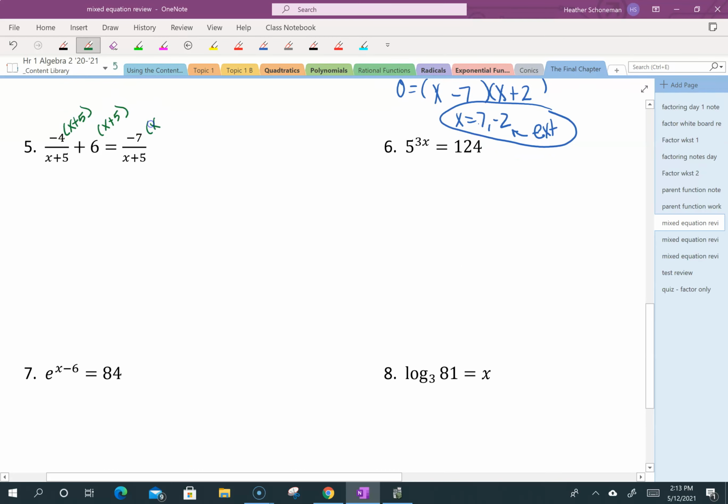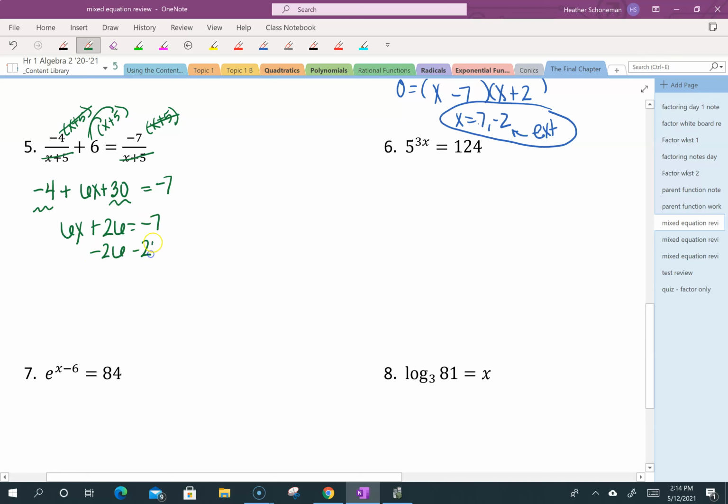The advantage is in the first fraction, those cancel out, and I get negative 4. Over here, I'm going to distribute, and I get 6x plus 30. On the last fraction, they cancel again, and I just get negative 7. Now it's a linear equation, and now I can solve it. But first, to solve it, I need to combine like terms. So this gives me 6x, negative 4 and 30 is 26, equals negative 7.